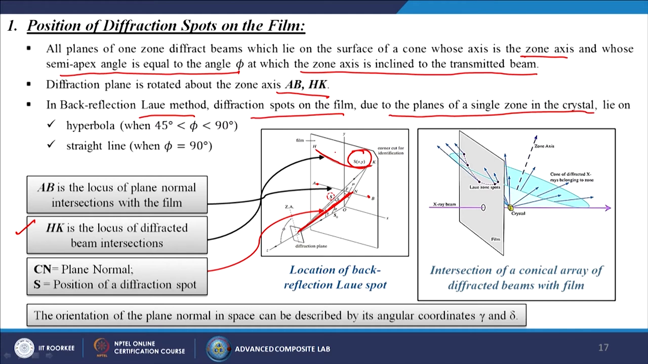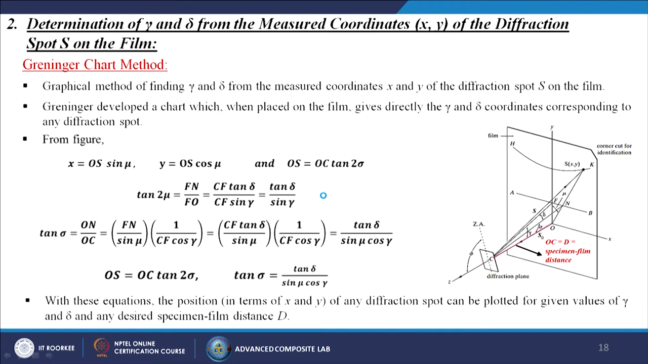So, the same thing has been elaborated over here: intersections of a conical array of diffracted beams with the film. So, simply, as I told, that is how it forms an ellipse over there. The orientation of the plane normal in space can be described by its angular coordinates, that is gamma and delta. So, gamma is over here, this is the gamma, and delta is over here. Now, the second one: determination of gamma and delta from the measured coordinates xy of the diffraction spot S on the film. So, how are we going to calculate all these points? By the Greninger chart method.